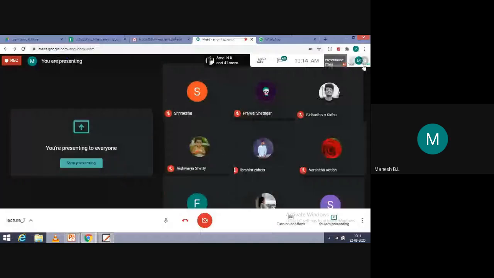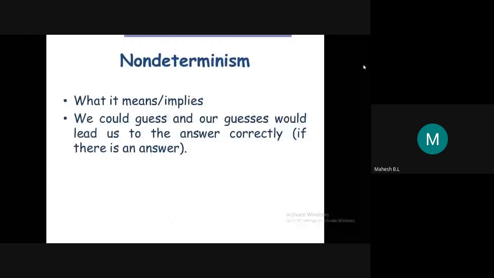Now, non-determinism. Till now we were discussing determinism, or deterministic machines. Next we are going to discuss non-deterministic machines. What it means is we could guess, and our guesses would lead us to the correct answer. In a deterministic machine we were not guessing anything, so it was deterministic.